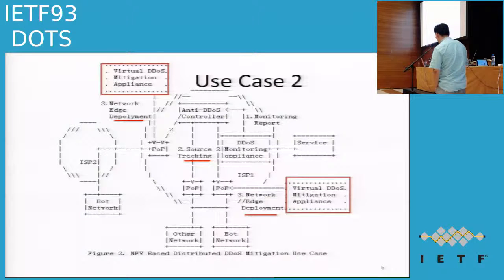Next page is about the deployment stage of the anti-DDoS system. Here, the key point is that if you are a network operator, you can control your network, and by using the current NFV technologies, you can deploy virtualized anti-DDoS devices to the near-source location, and it can help you very efficiently mitigate the DDoS attack. But the key problem here is how to do source tracking, how to find the right place to deploy your VNF and DDoS appliance.